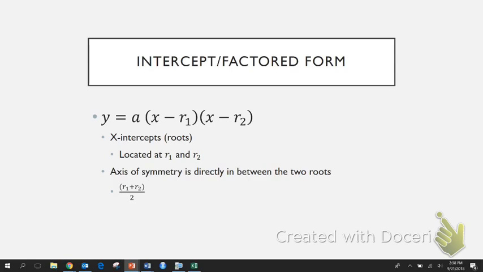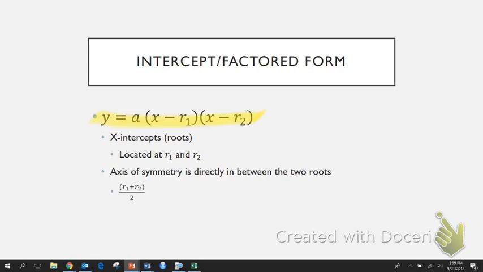Intercept or factored form, I'll really use both kind of interchangeably. Intercept and factored form looks like what you see below. So intercept or factored form lets me know what the x-intercepts are. The name is not creative. We call it intercept form because it tells me what the x-intercepts are. Those intercepts occur at R1 and R2, which I know is an extremely generic mathy equation right now, but we'll get down to some examples in a second.